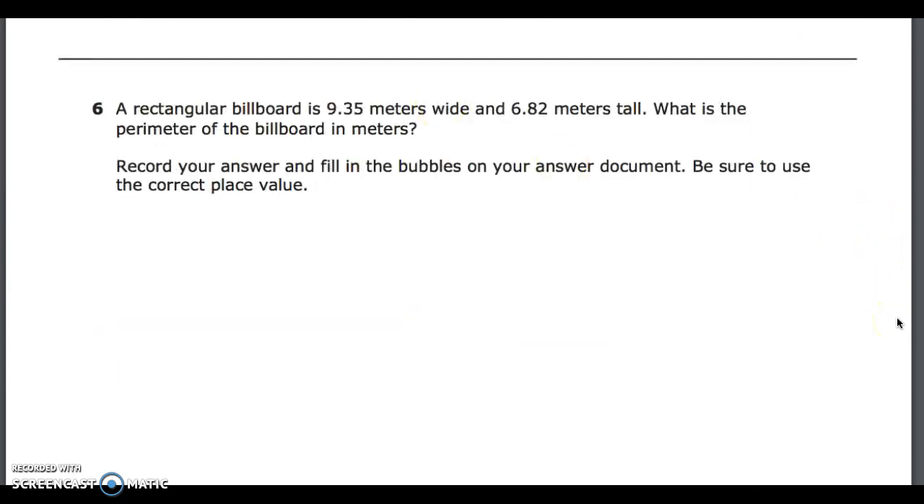Number 6. A rectangular billboard is 9 3/35 meters wide and 6 8/2 meters tall. What is the perimeter of the billboard in meters? Record your answer and fill in the bubbles on your answer document. Be sure to use the correct place value.